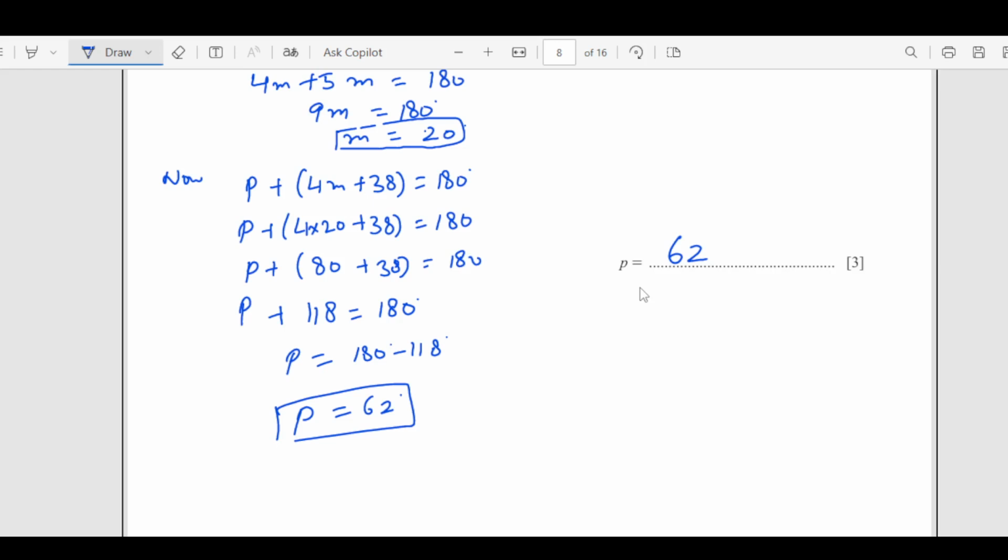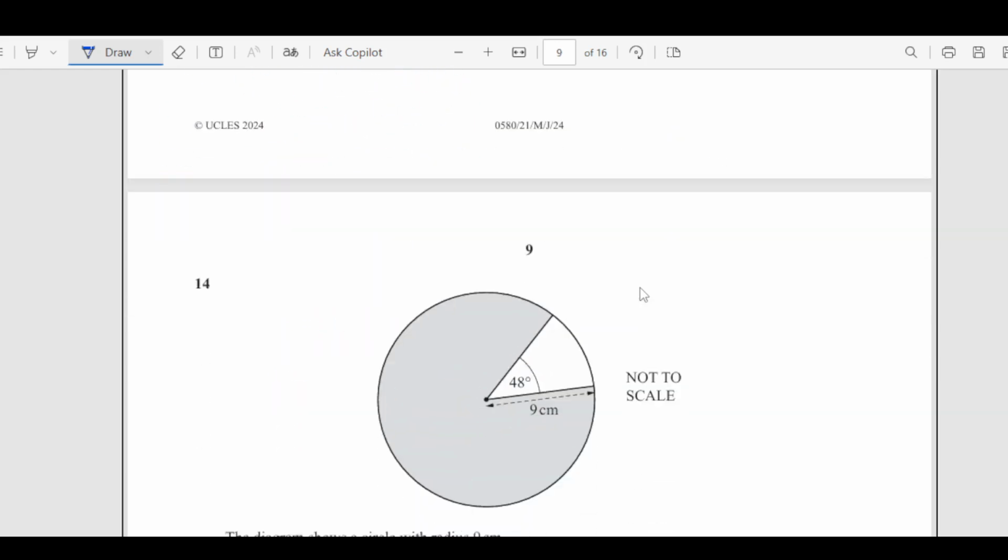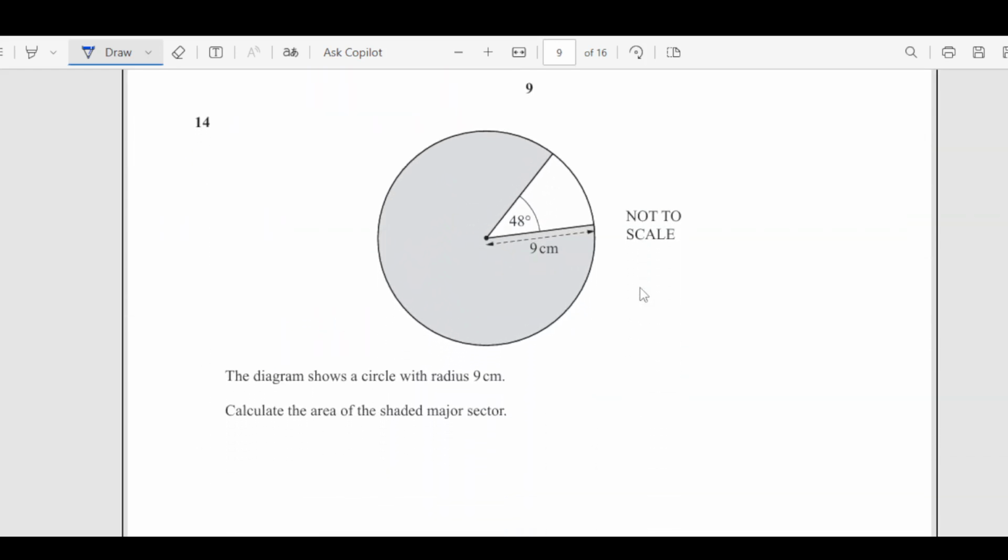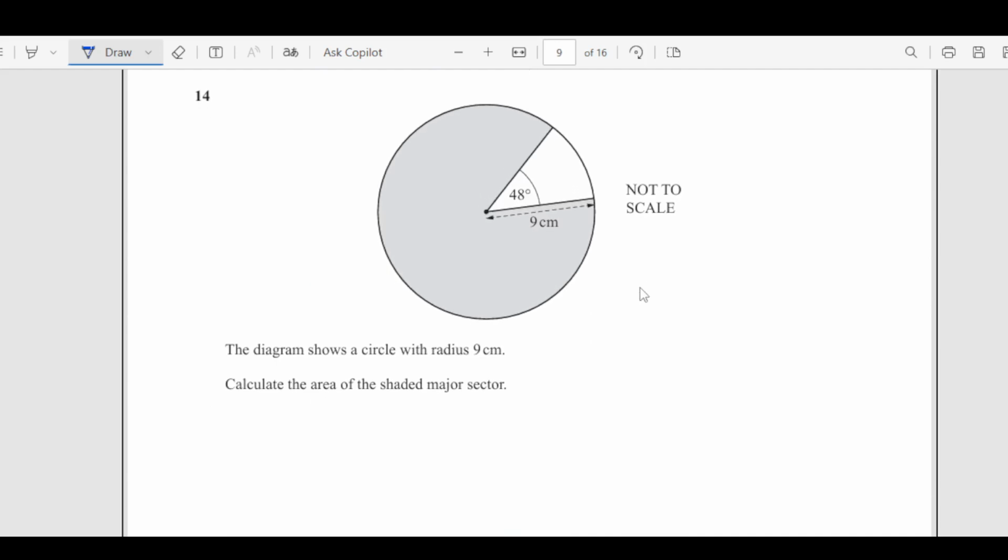Now the next question, again we have another question from circles. Let's see what it is. The diagram shows a circle with radius 9 centimeters. Calculate the area of the shaded major sector. So we are looking for this shaded blue part.